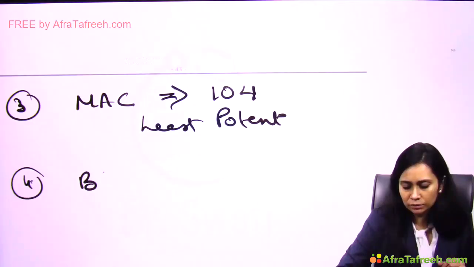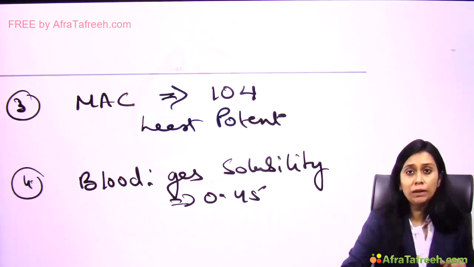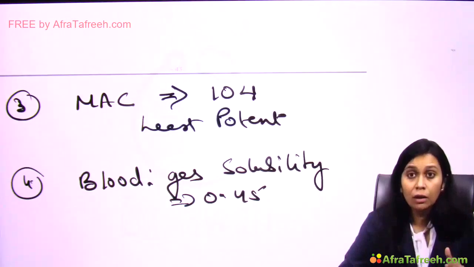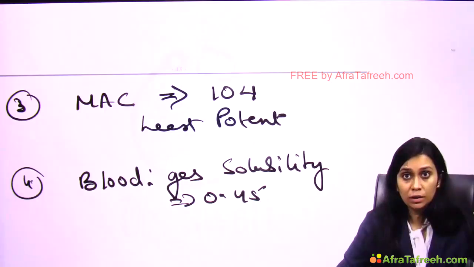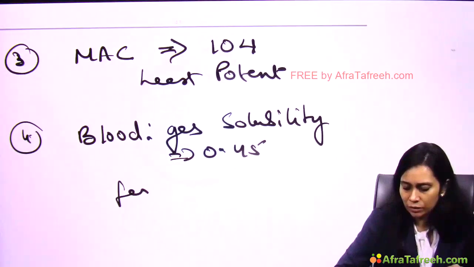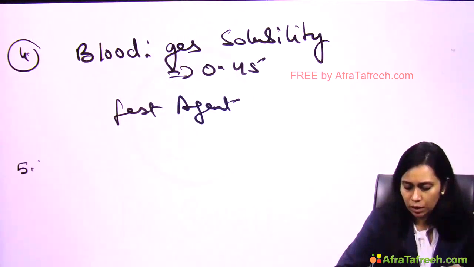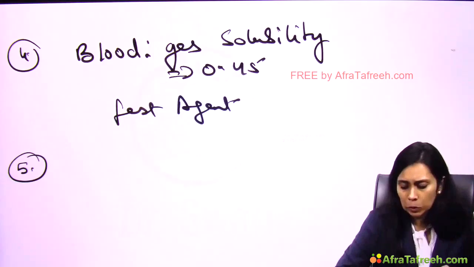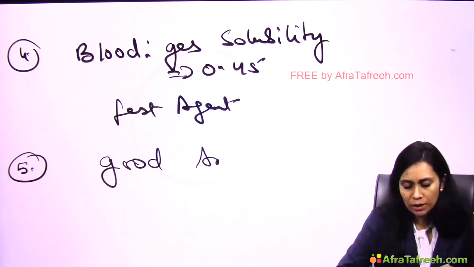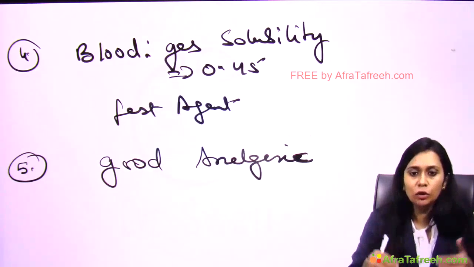Then the fourth point, blood gas solubility. Blood gas solubility of nitrous oxide is 0.45. This is the lowest blood gas solubility. Not lowest, sorry. One of the low blood gas solubilities, which makes it a fast agent. Nitrous oxide is a fast agent. Then the fifth point. Nitrous oxide is a good analgesic. Our potent agents give no analgesia. Nitrous oxide is a good analgesic. It provides good analgesia.